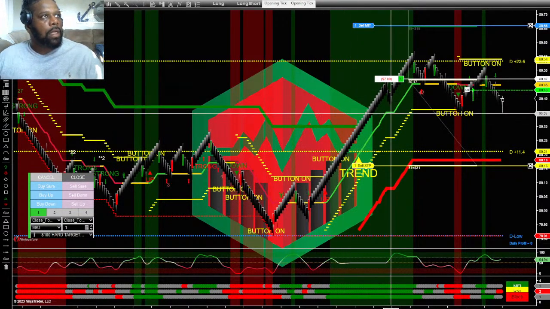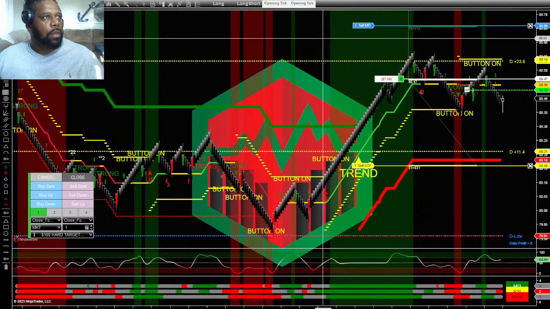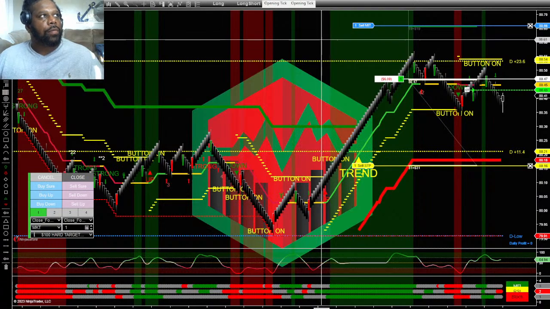The most I'm going to be in is 2 micros per trade. That's all I'm willing to risk. If it goes against me to a certain point where I need to add, then my max is going to be 2 contracts.